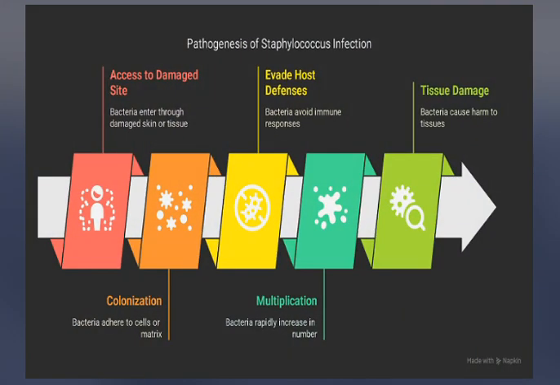The infection process starts when bacteria enter through damaged skin or tissue. They then stick to host cells or the surrounding matrix, avoiding immune defenses. Once established, they multiply rapidly, eventually causing tissue damage. This sequence explains how Staphylococcus progresses from colonization to active infection.